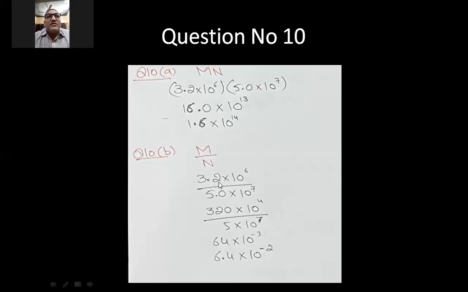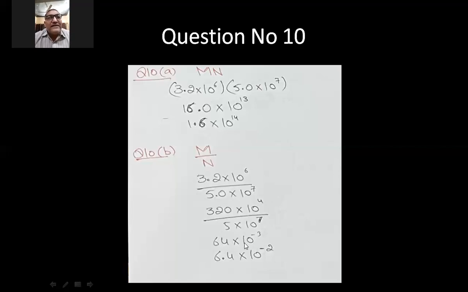Move this decimal two steps to the right. So it becomes 320 × 10^4 divided by 5 × 10^7, because I'm trying to do it manually. So 320 divided by 5 will give you 64 × 10^4, and the powers will be subtracted. So you will have 10 raised to the power 4 minus 7. That will give you 10 to the power minus 3.